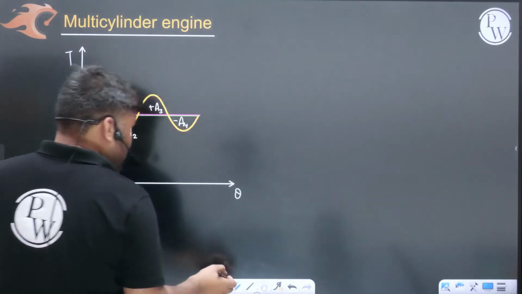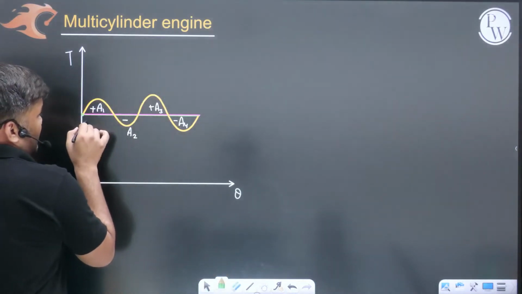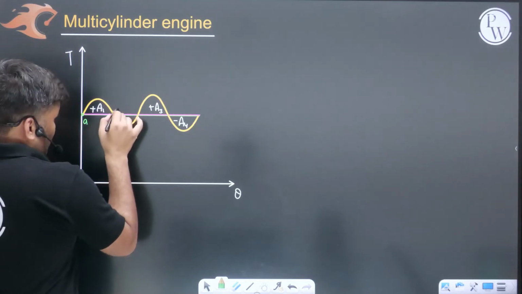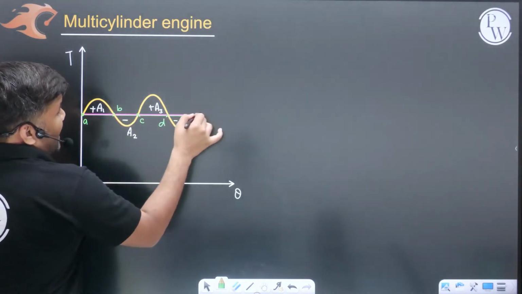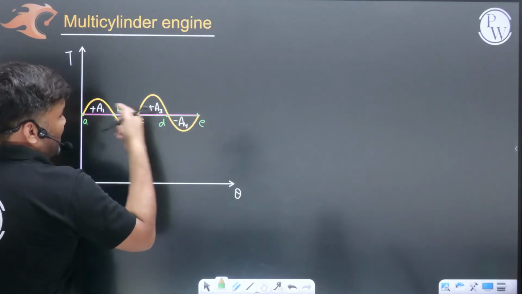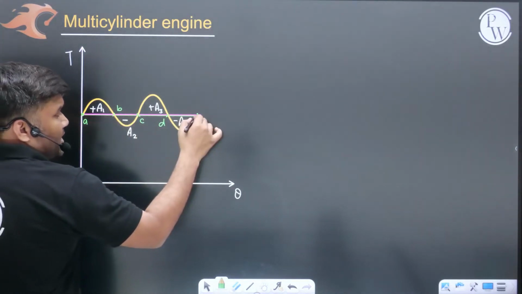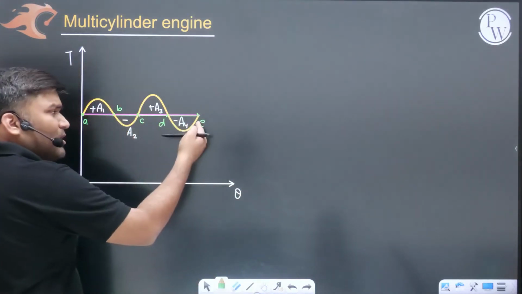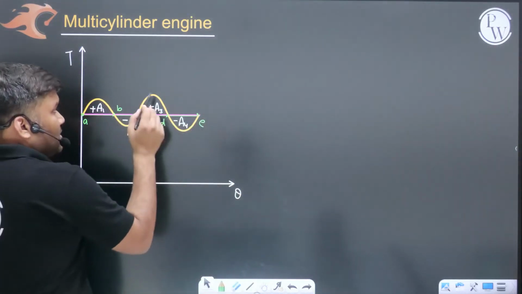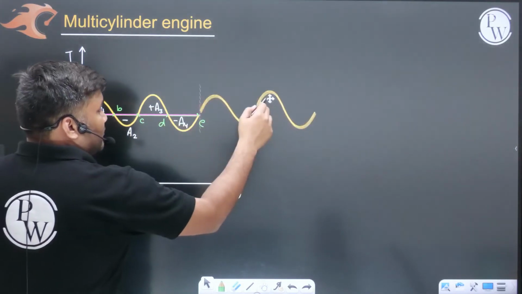How do we approach these problems? Suppose that this is your point A. This is your point B. This is your point C. Intersection point, this is point D. And this is your point E. Point E is nothing but point A, because from here the same cycle is going to start again. Getting a point? Either you call it point E or the same cycle starts again here.